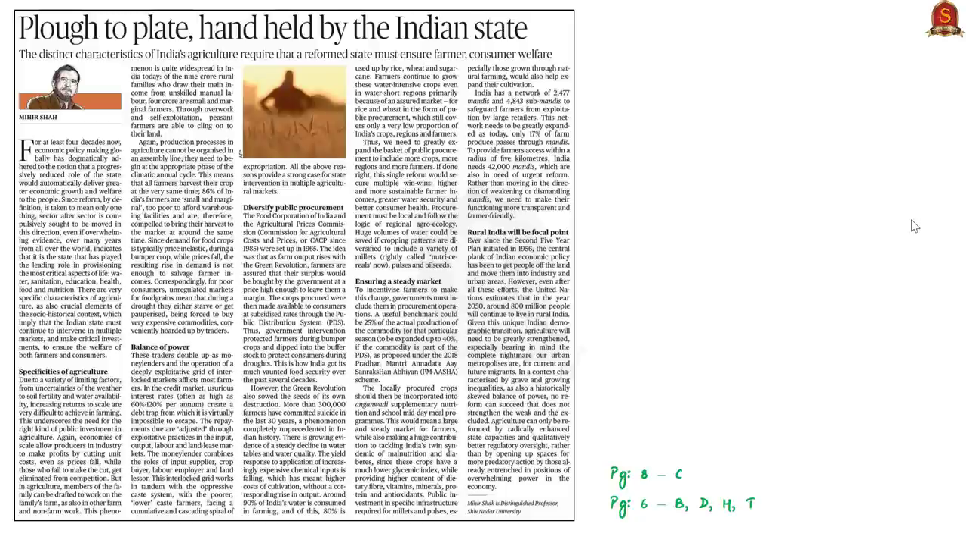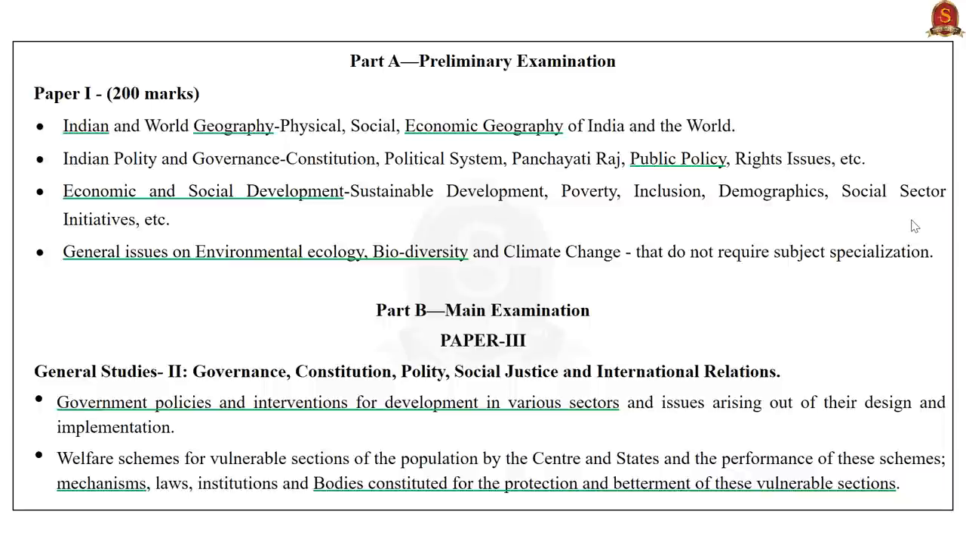In this analysis, we will discuss what is the need for state intervention, then what are the specific characteristics and socio-historical context of Indian agriculture, then the need of the hour to tackle some issues that we are going to discuss in this analysis. The syllabus relevant for the analysis is highlighted here for your reference.